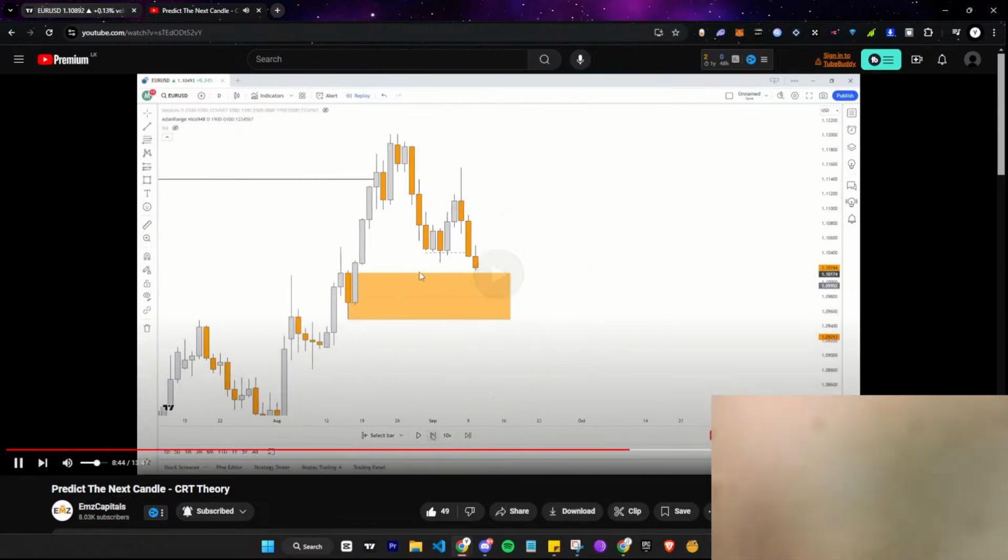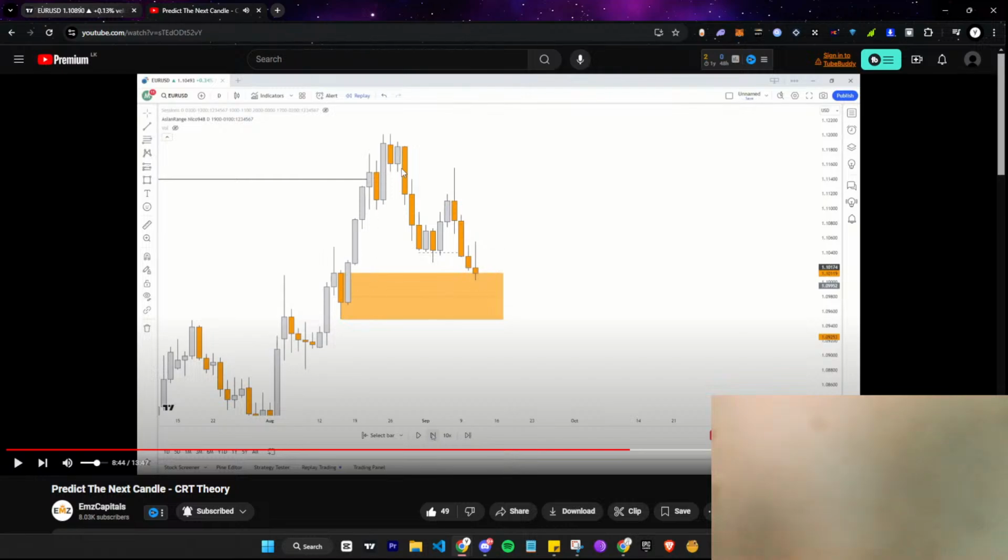Okay, so basically in this case obviously it's heading lower, right? And then it's trying to rebalance this swing low and then go higher, right? I mean this order block. So basically, the swing low parallel to the order block.